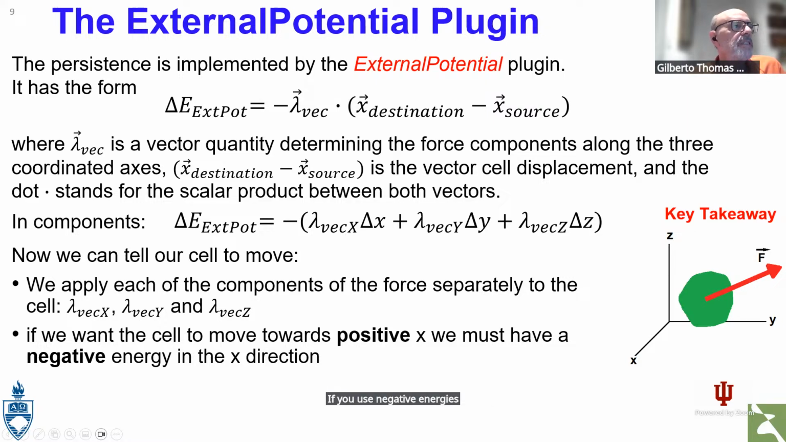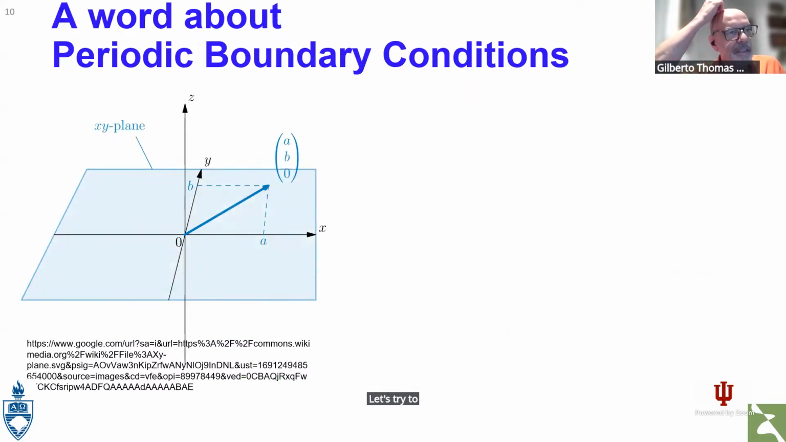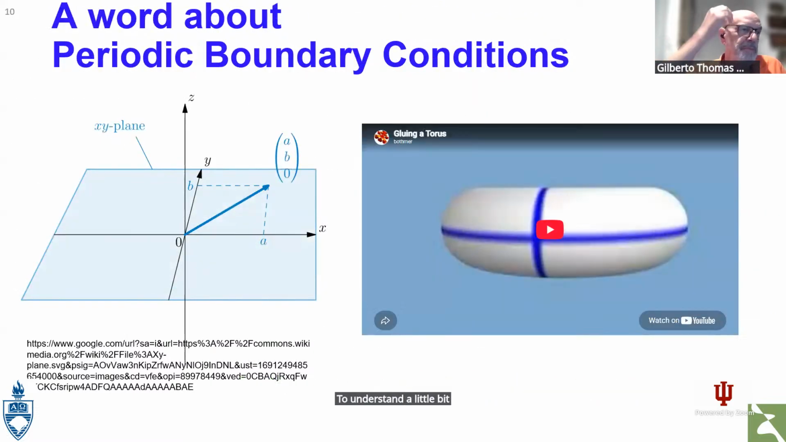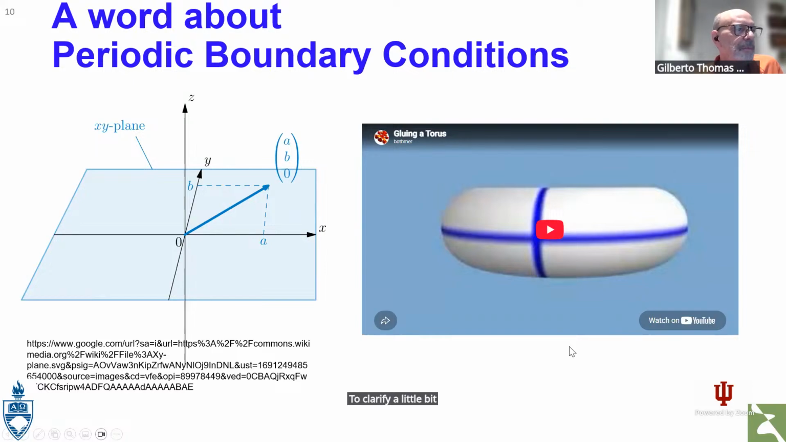So moving on, let's try to understand a little bit before going to the exercise about periodic boundary conditions. We have been talking about the periodic boundary condition a lot, but I'm not quite sure if everyone understands that. Just to clarify a little bit, let's see. Our simulations occur in a finite space, a 2D space, for example.